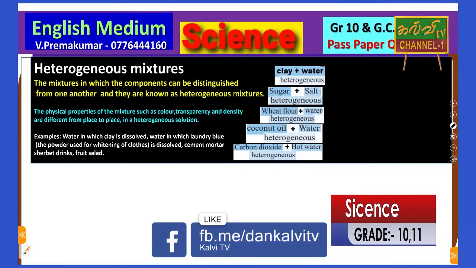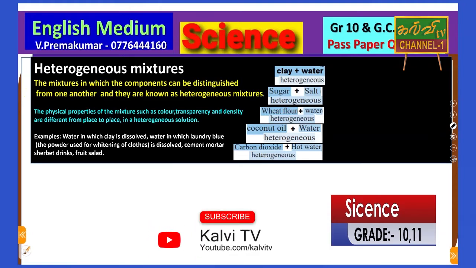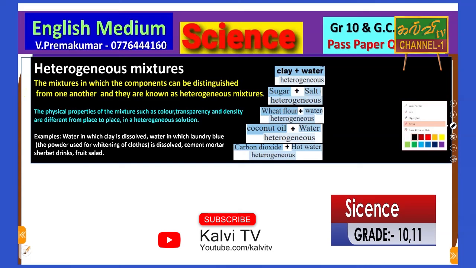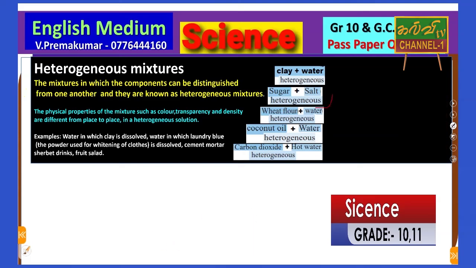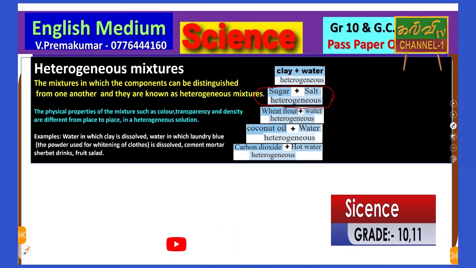That means clay, water, sugar, salt. Here it is not a sugar solution, this is sugar and salt, right? Sugar and salt, not sugar solution. They are solid compounds. When you mix the sugar and salt, that is heterogeneous. We can't find the same structure in each place.